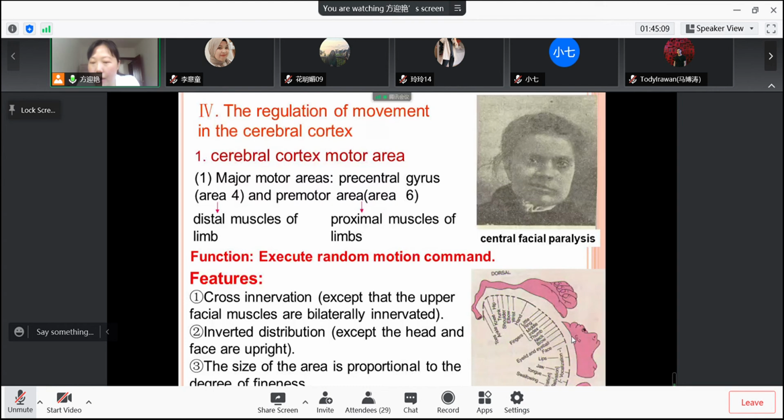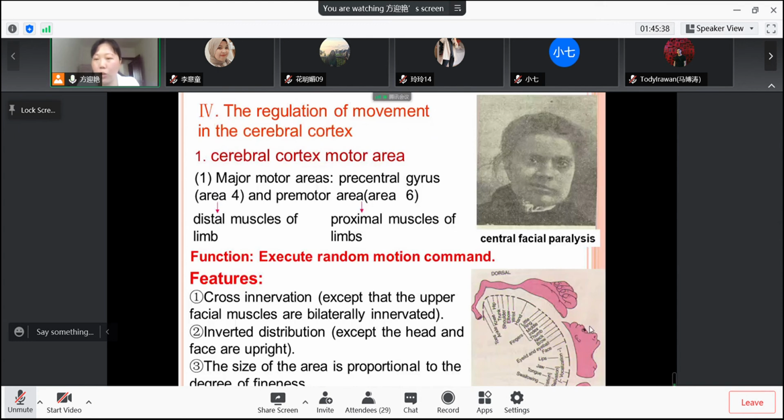We can see here the lower part, the motor area. So here is an inverted distribution, but the total head or the face is upright.